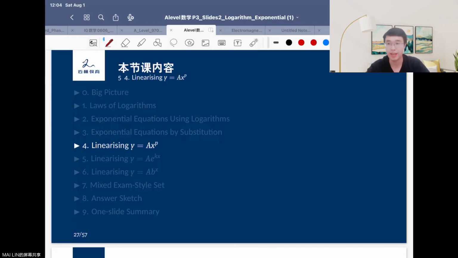Hello guys, today we are talking about linearization for y equals a times x to the power of p.